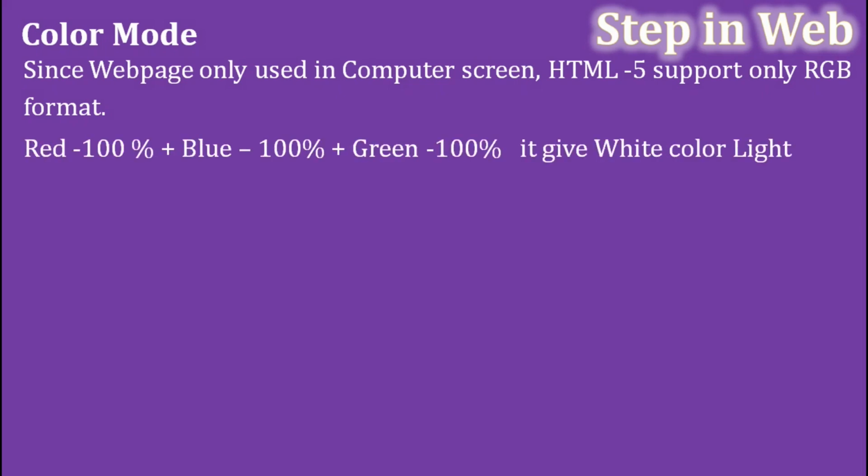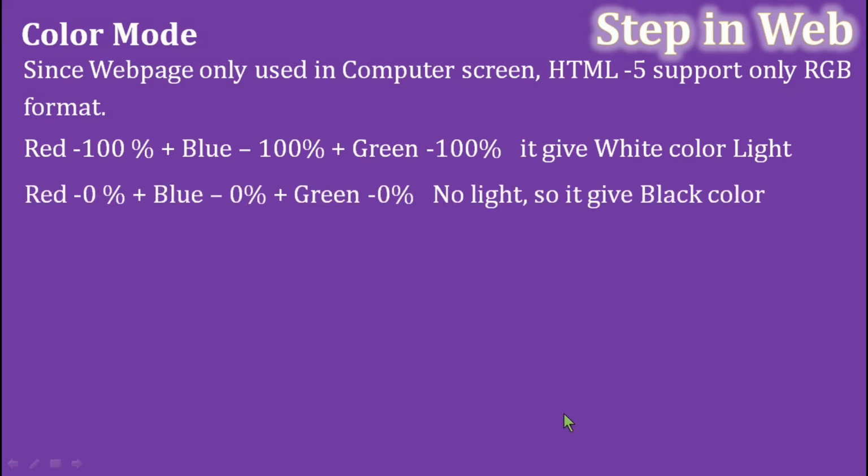In the RGB format, if all three colors are 100%, that is red 100, blue 100, and green 100%, then it will give white light. And if all the colors become 0%, then there is no light, so it will give black color. And in between 0 to 100% and various combinations, it will give different color shades.